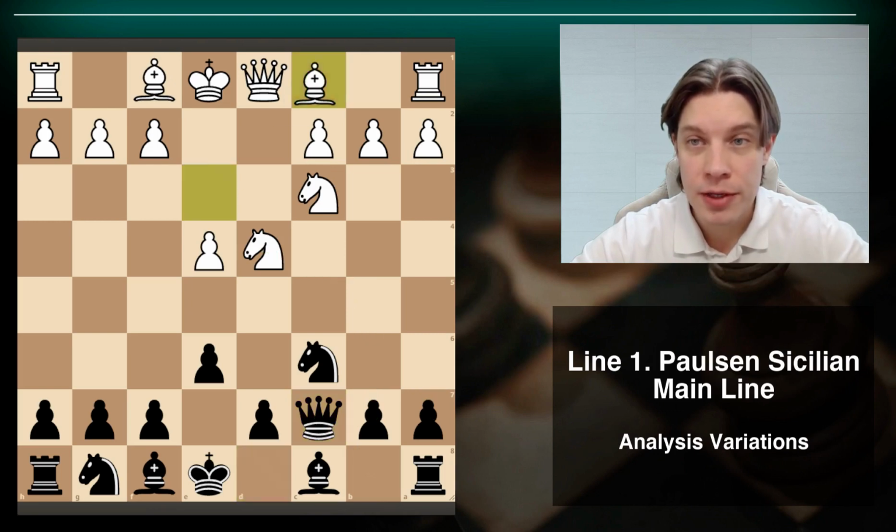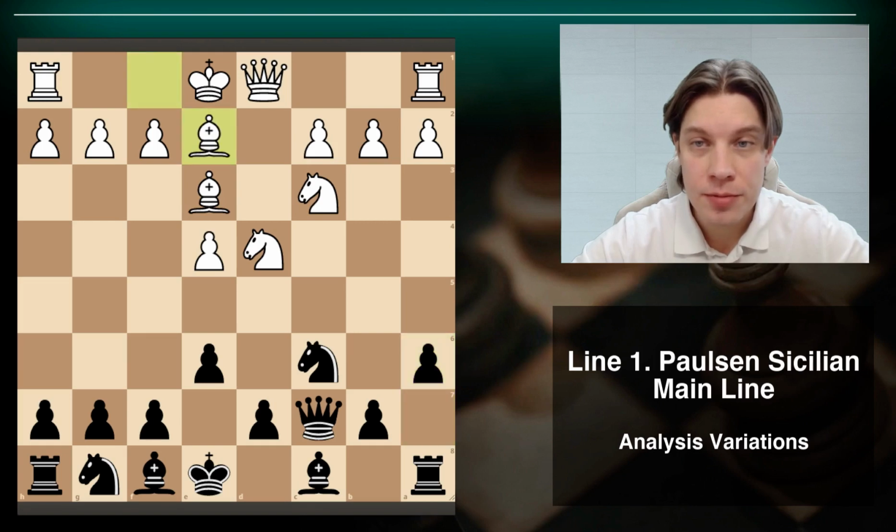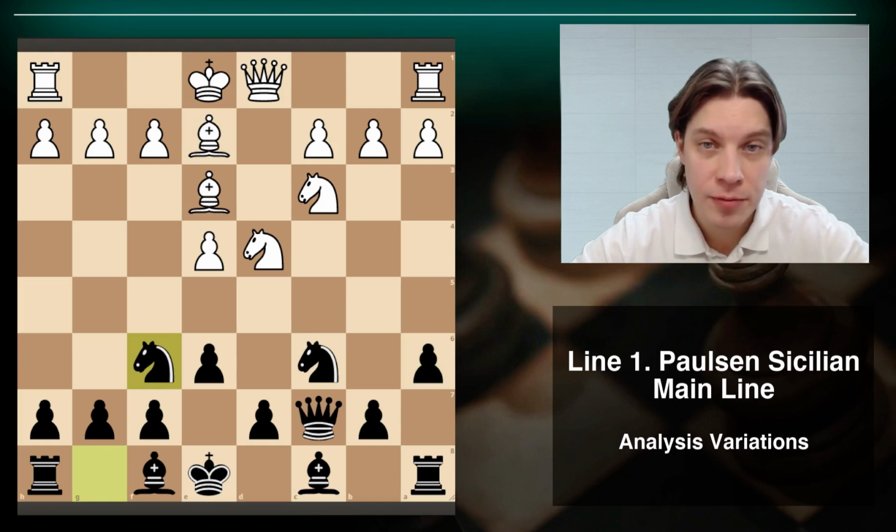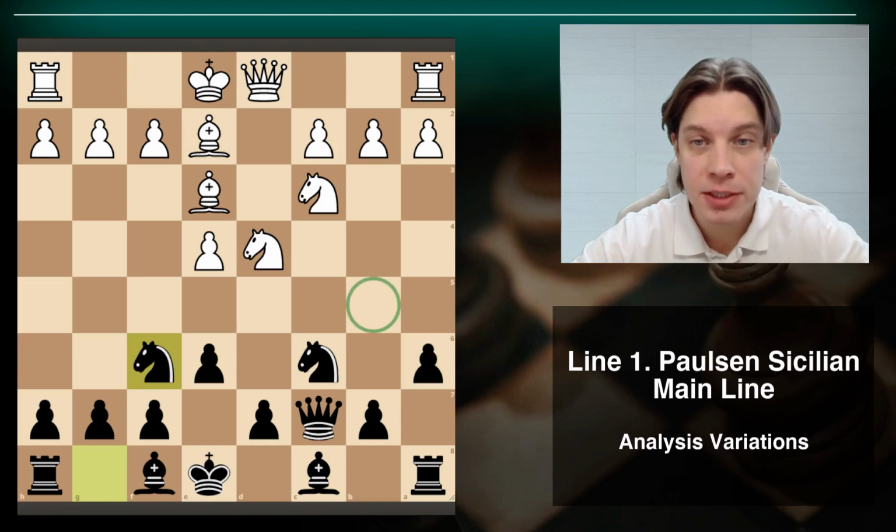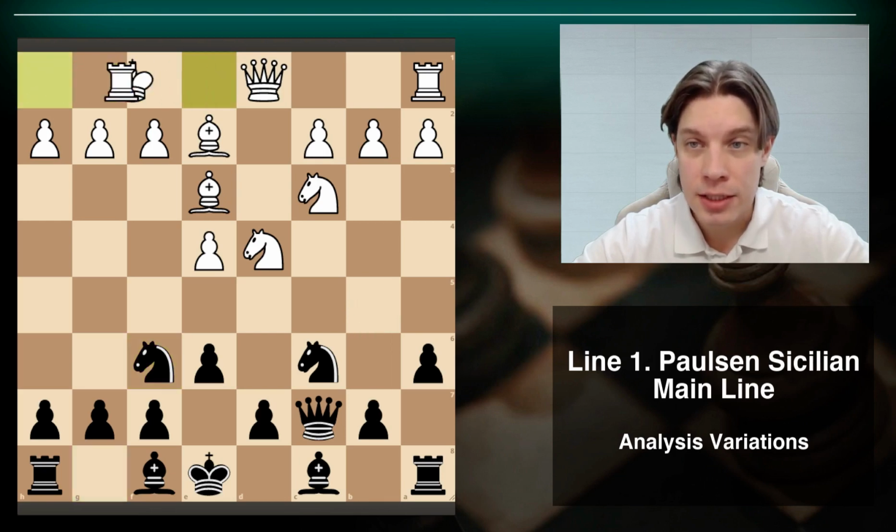So bishop e3, a6, bishop e2, and knight f6. As for a6, this is a helpful move. It not only prevents the enemy pieces coming to b5, but also allows you to play b5 in future. And castle. Bishop e7, f4.